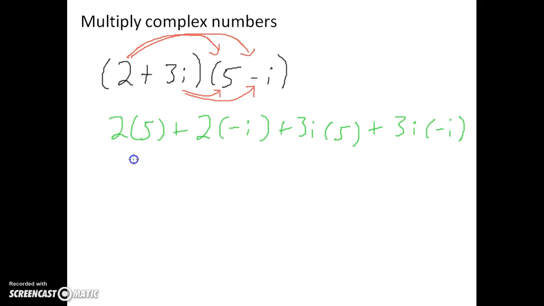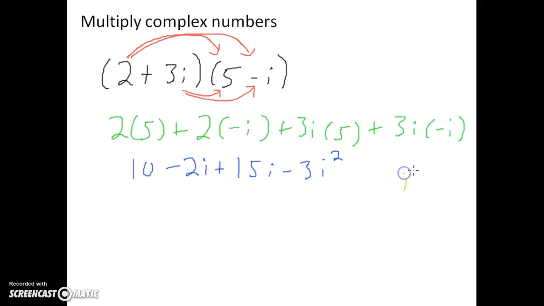So 2 times 5 is 10. 2 times negative i is negative 2i. We can just write that as minus 2i. 3i times 5. We couldn't add these together, but since it's multiplication, we can just multiply the numbers together. So 3 times 5 would give us 15. And then we have our i. 3i times negative i, well, that makes it negative. And then i times i is i squared. Okay. So right here, our new thing is this i squared.